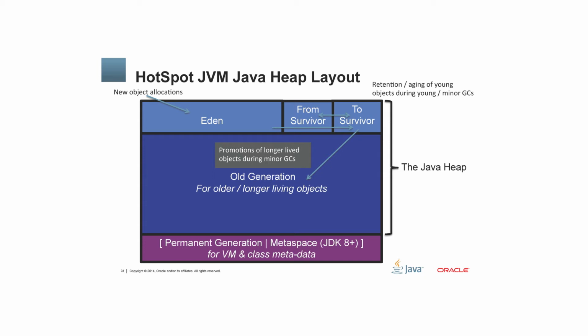So back to this diagram. We saw earlier how objects are allocated here, and when the Eden space becomes full, we do this minor collection, and anything that's live goes to the survivor spaces. We do some aging here of those objects per minor GC. At some point, if that object is still live, it gets promoted into the old generation space.